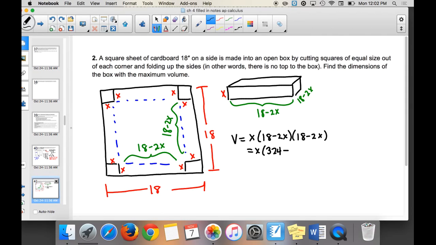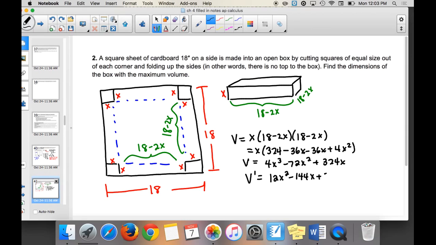All right, and then minus 36x minus another 36x plus 4x squared. So we get 4x cubed. We have minus 72x times another x, so minus 72x squared plus 324x. So that's our volume equation. So if I want to find the maximum volume, I take the derivative and set equal to 0 and solve, right? So V prime is going to be 12x squared minus 144x plus 324.